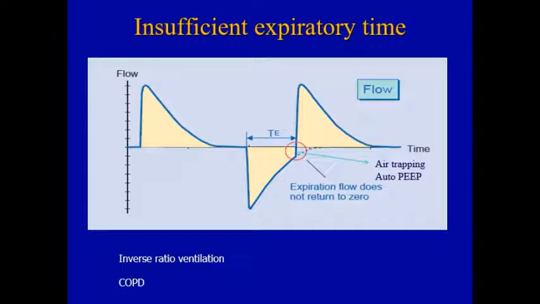In COPD, before the expiration is complete, the next inspiration starts, because there is a lot of bronchospasm and the patient needs a lot of expiratory time. Before the expiration is completed, the next inspiration starts, and that results in air trapping and auto-PEEP in a patient with COPD.